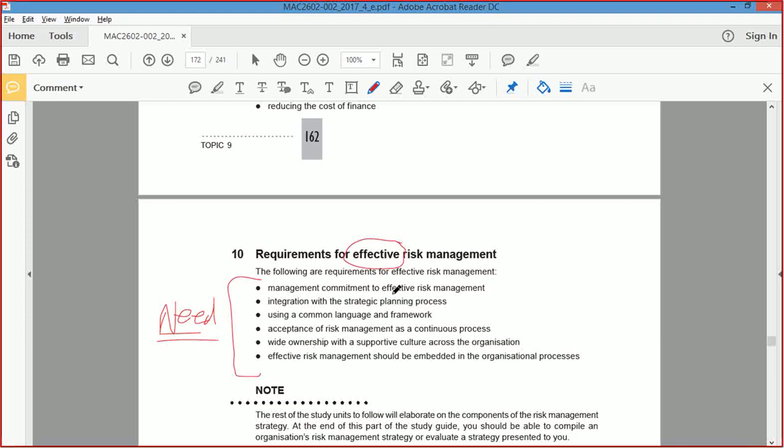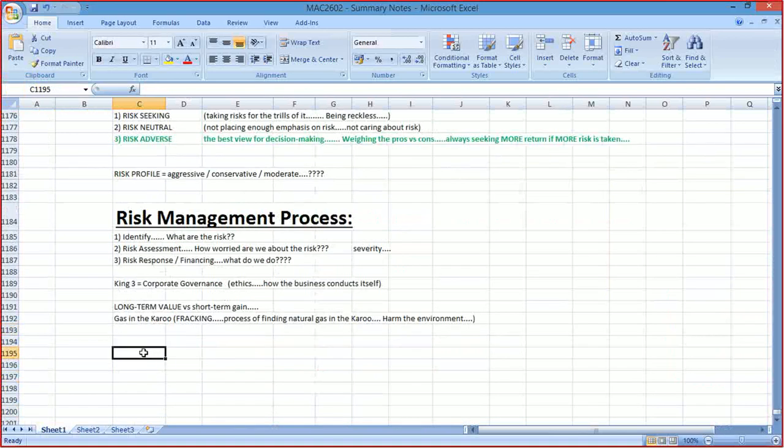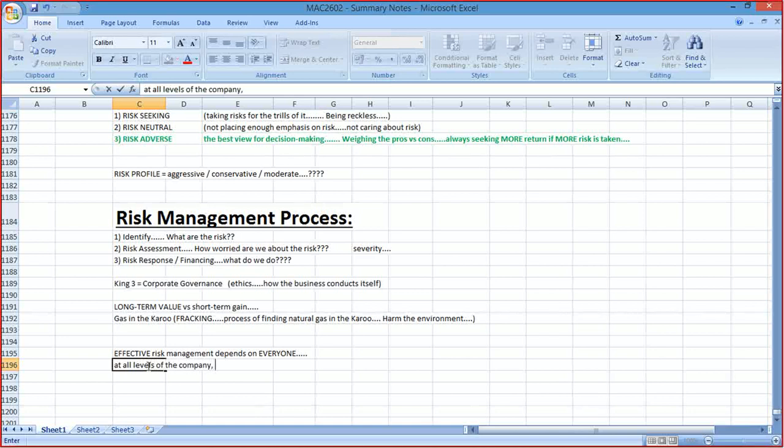And also, who manages risks? Does the whole company manage risk or does a department manage risk? Who manages the risk? I think management. No, it's everybody. Do you agree? Yes, sir. Because at all levels, employees should focus on reducing risk as much as possible.